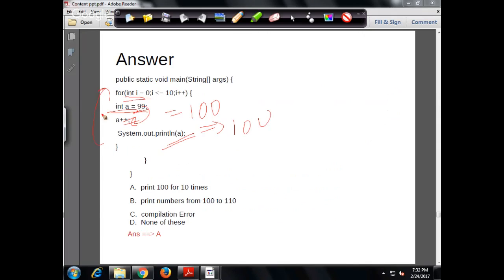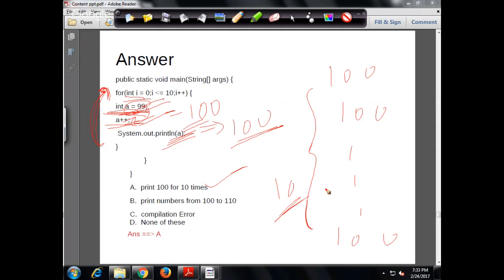Now when the loop starts again, the value of a is assigned as 99. So a is not 100 now; the value of a has become 99 again, and over here it will become 100. So this will print 100. Now the loop goes again, the value of a becomes 99, then 100 in the next statement, so it will print 100. This will happen for 10 times, and that is why the answer is A, that it is going to print 100 for 10 times.